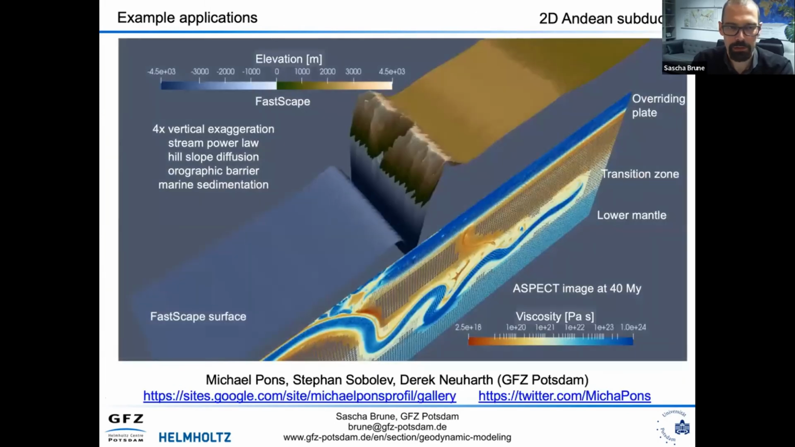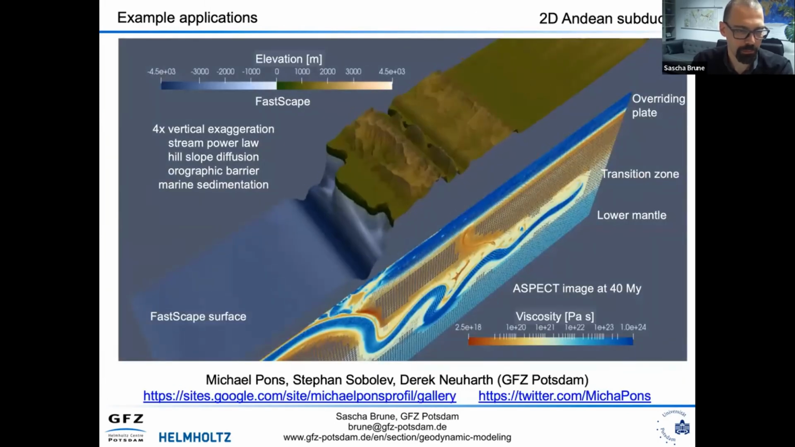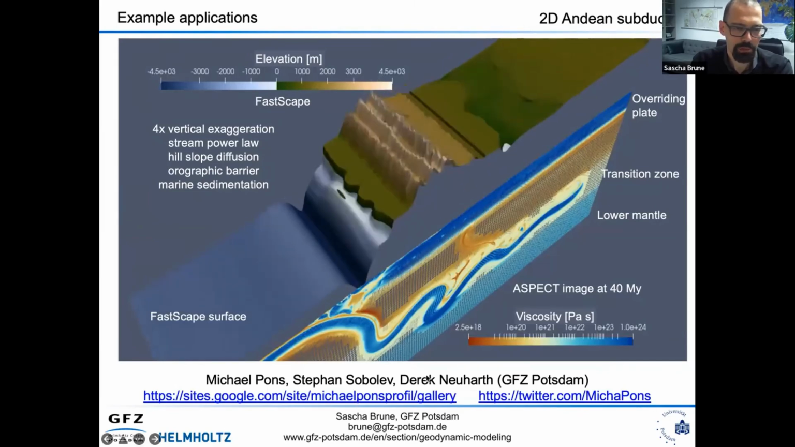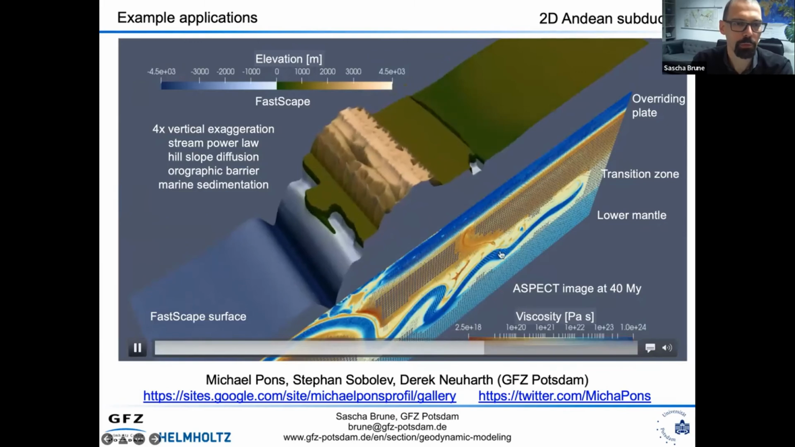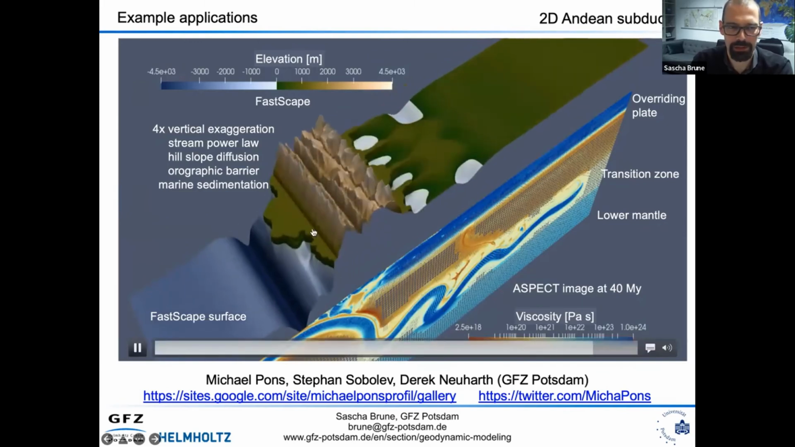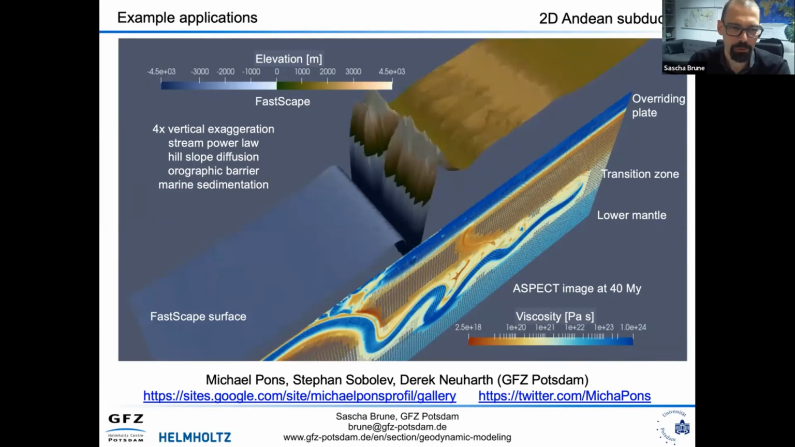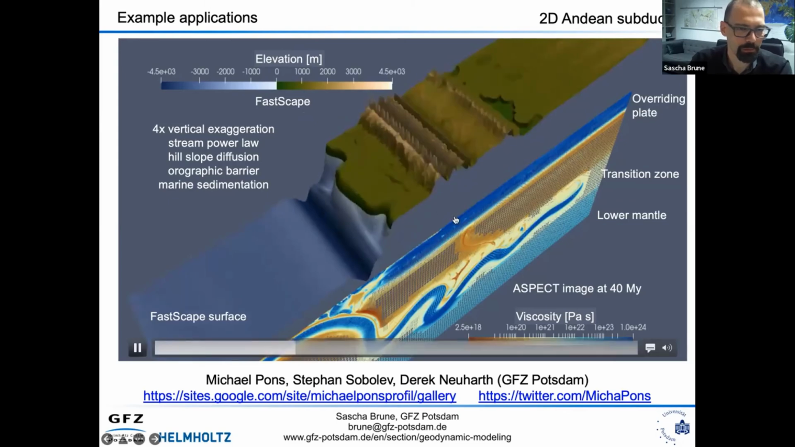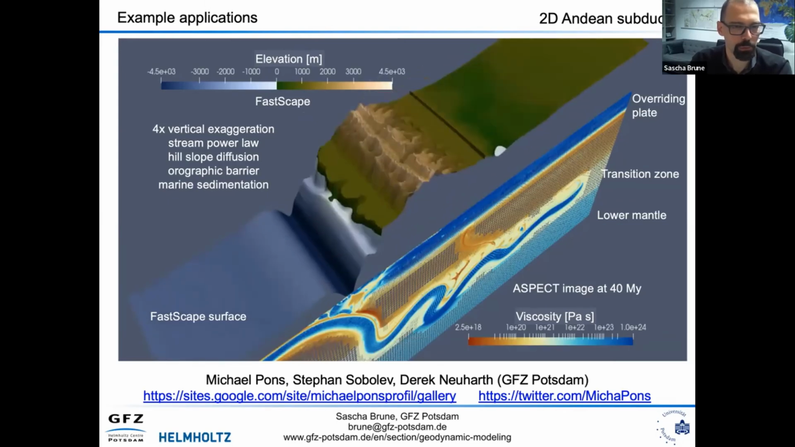And then on an even larger scale, this is the model that Mikhail Pons has been running, and he's also here with Stefan Sobolev and also with Derek. It is a subduction model similar to what you've seen in Antoinette's talk, only that here he played around with FastScape, and he gets some episodic orogenic phases and extension phases that are really well imaged with FastScape as well. You can ask Mikhail if you have more questions on this.